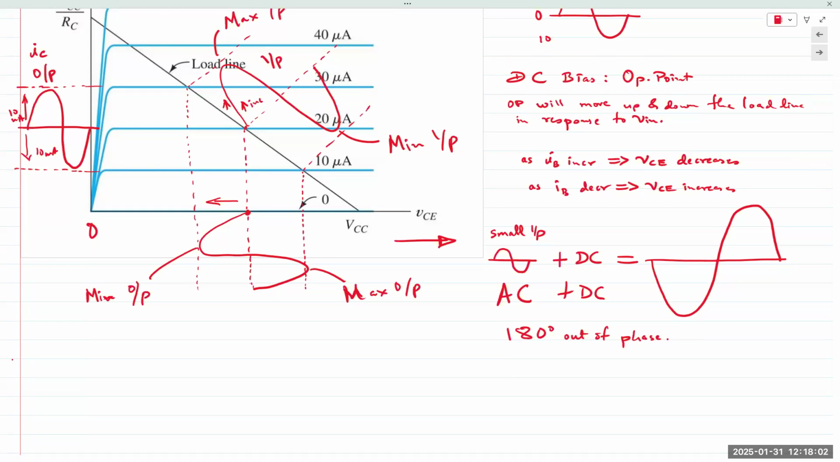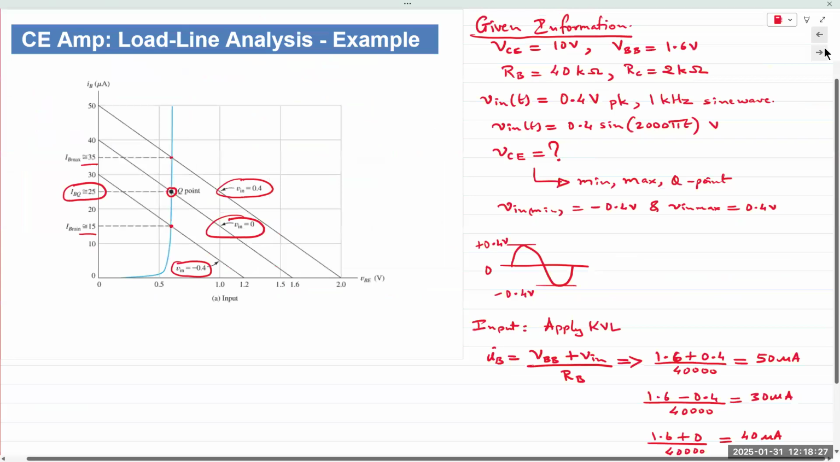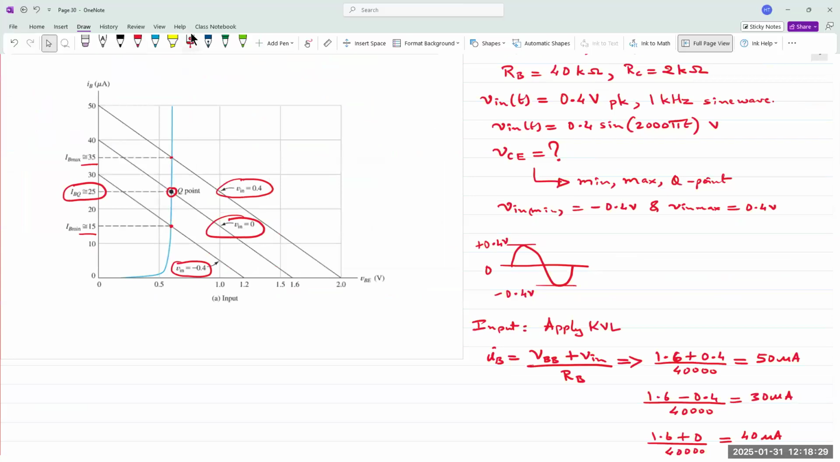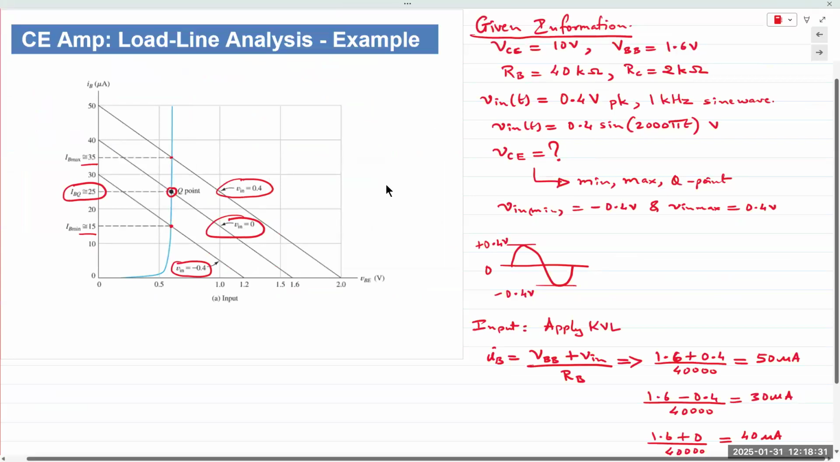Okay. Does that make sense to everyone? And we'll perform the analysis in the next couple of slides. All right, so let's look at the example. Load line analysis of a C amplifier.